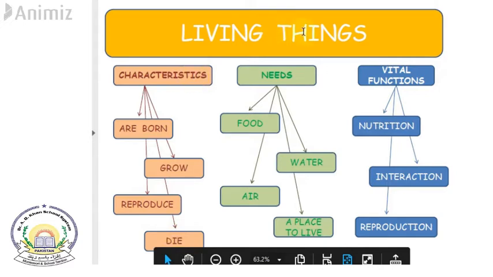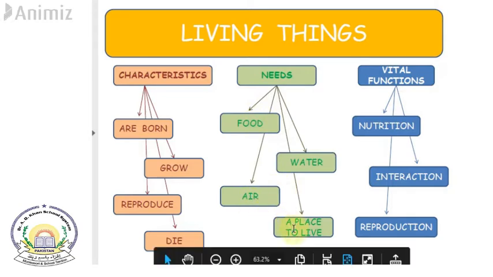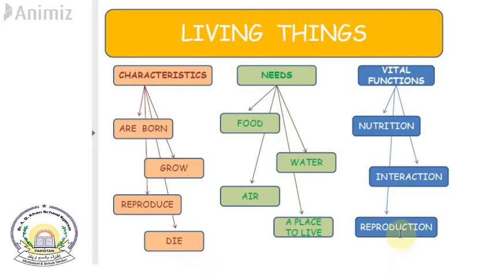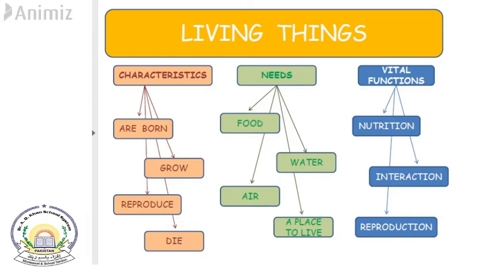And what do they need? They need food, water, air, and a place to live. Their vital functions are nutrition, interaction, and reproduction. These are the characteristics and needs of living things. Living things cannot survive without food, water, and air. Anything that needs food, water, and air, is born, grows, and reproduces is called a living thing.